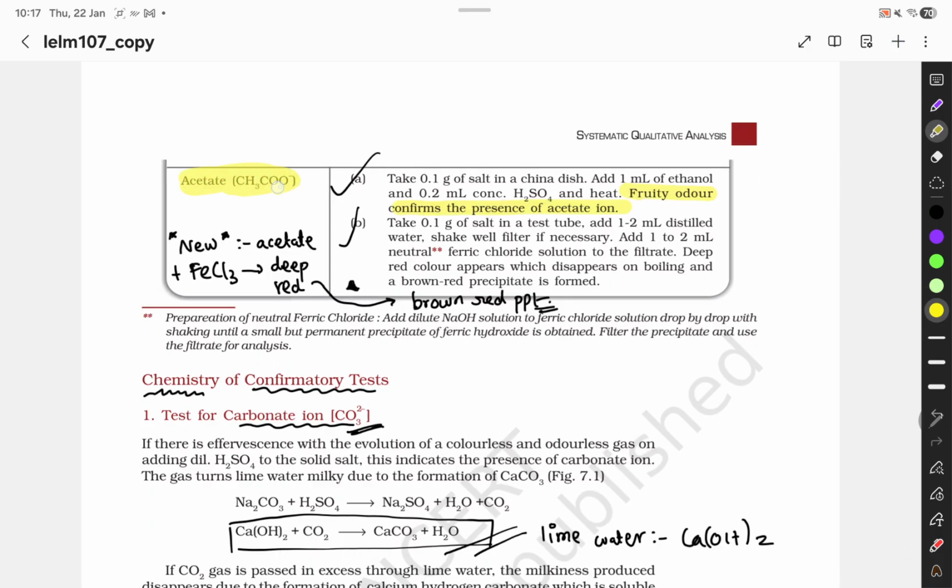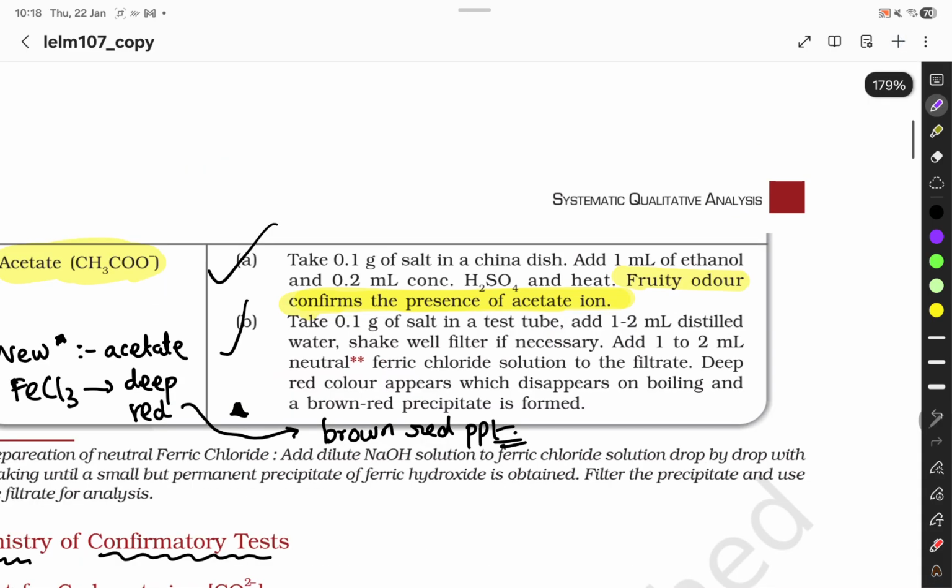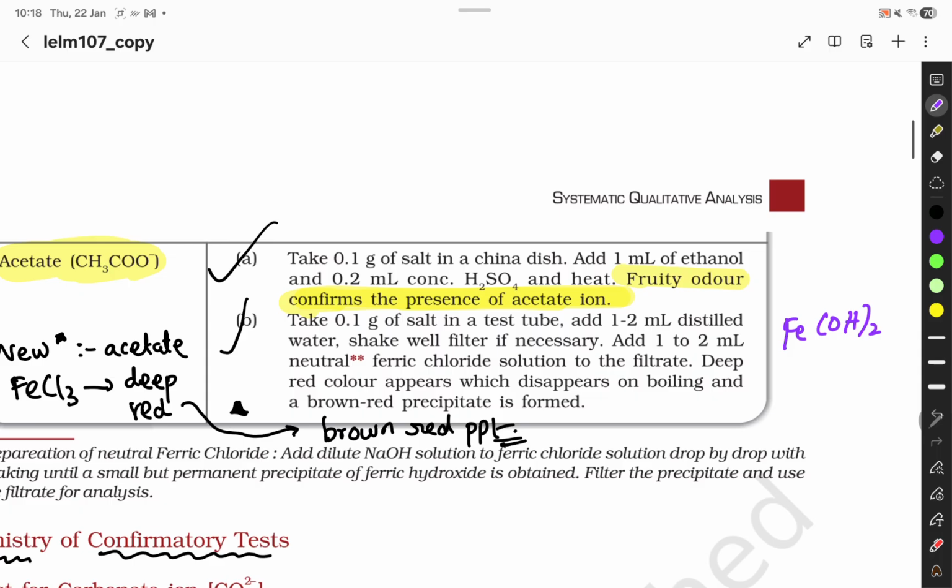The first confirmatory test for acetate is the ester test. After that, we have neutral ferric chloride solution, which forms this salt, Fe(OH)2 and COO minus, like this. This is a neutral compound. Therefore, Fe is in +3, and this has been asked in a PYQ actually.